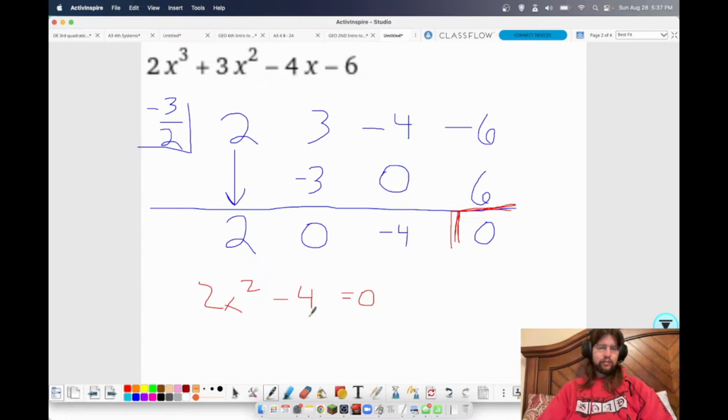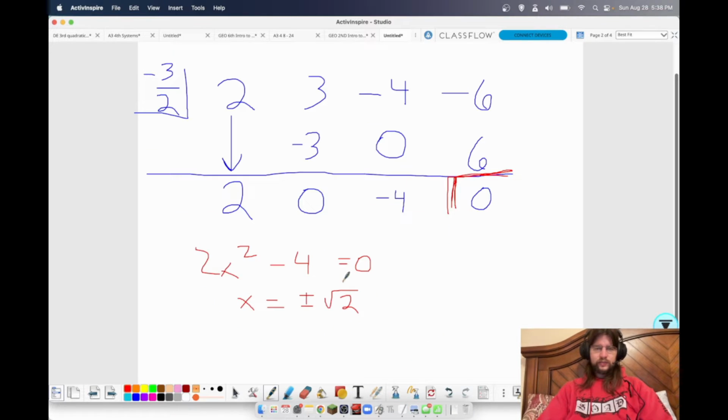Unfortunately, I can't pull up my calculator at the moment. So that's going to be plus or minus square root of 2. Just do mode 5-3. And that would be your final answer. x equals negative 3/2, the square root of 2, and the negative square root of 2.